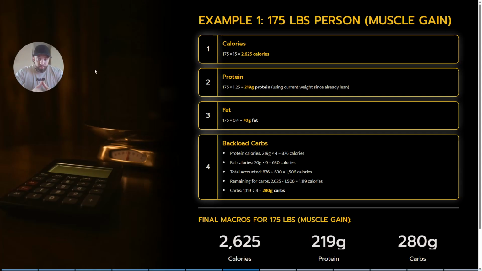You add the protein calories and the fat calories together. 876 plus 630 is 1,506 calories. You take that 1,506 calories that you have, you know you can't go over 2,625 calories, so the difference is how many carbs you're going to be eating. We know that carbs have 4 calories per gram. So when we subtract our total accounted calories from our total calorie amount for the day, we end up with 1,119 calories. 1,119 divided by 4 calories per gram equals 280 grams.